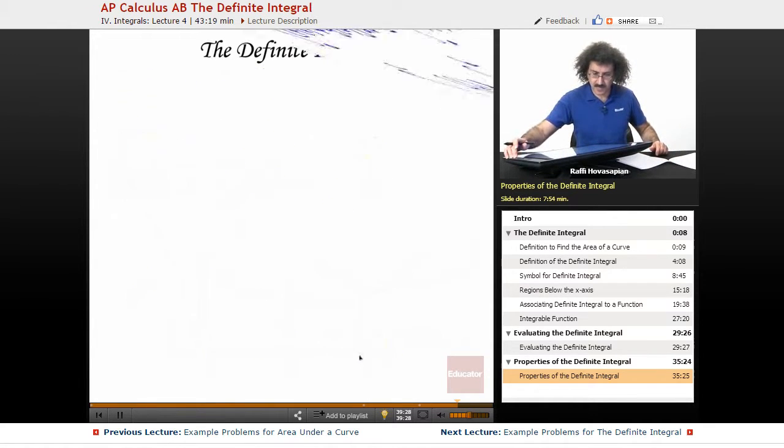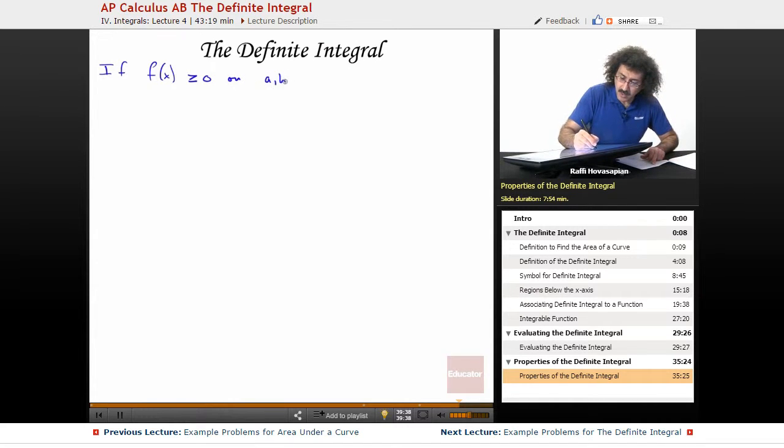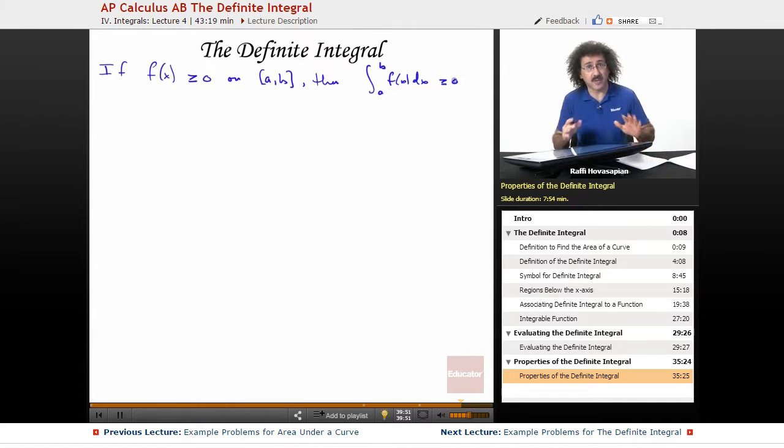Okay. Now, if f of x is greater than or equal to 0 on the interval ab, then the integral of f of x dx is greater than or equal to 0. Very, very simple. Nothing happening here.